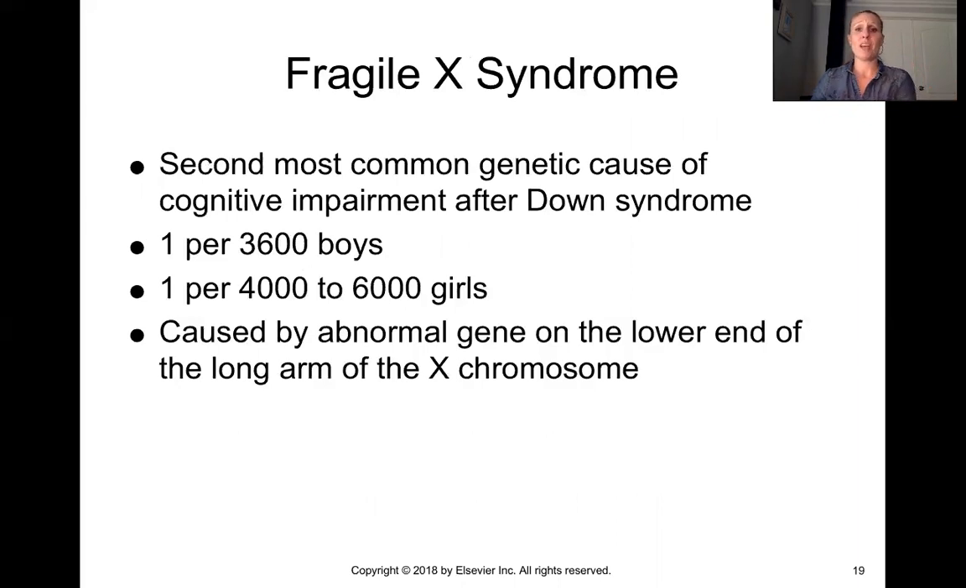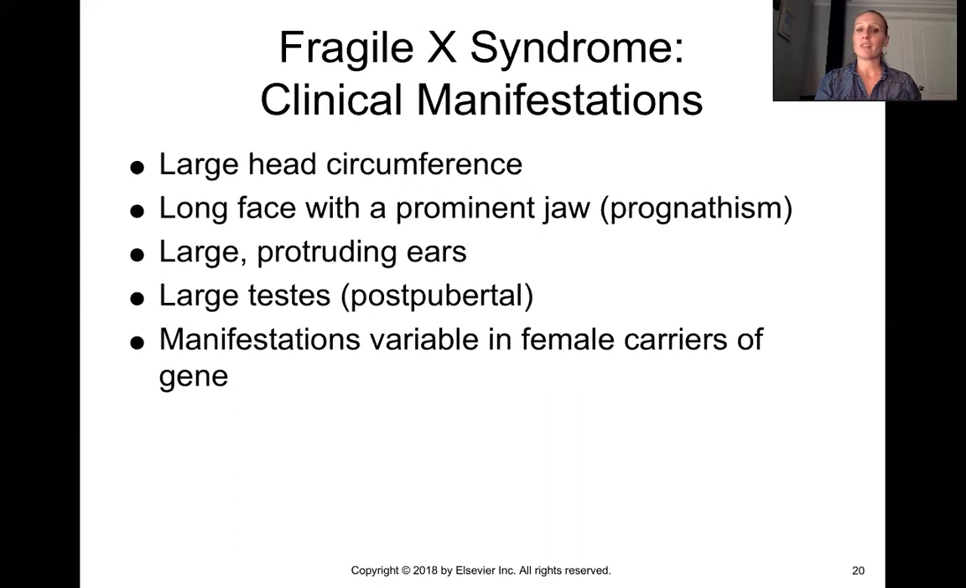So Fragile X syndrome is the second most common cause of cognitive impairment. And this one is kind of interesting. You can see it's definitely not as common as Down syndrome, and it's caused by an abnormal gene on the X chromosome. So although boys and girls are both at risk, boys are a little bit more at risk. Here are the clinical manifestations of the Fragile X syndrome, and they're going to have a very specific look to them as well.